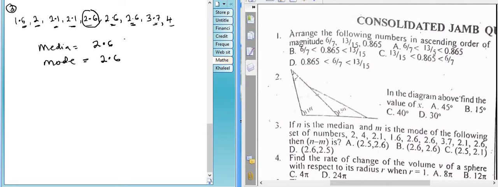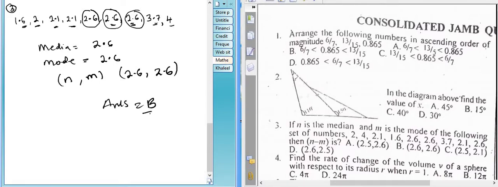That is, 2.6 appears 3 times: 1, 2, 3. So the mode is going to be 2.6. Then the answer will be n comma m. So that's 2.6 comma 2.6. So the answer is 2.6 comma 2.6. That's option B. The answer is option B.